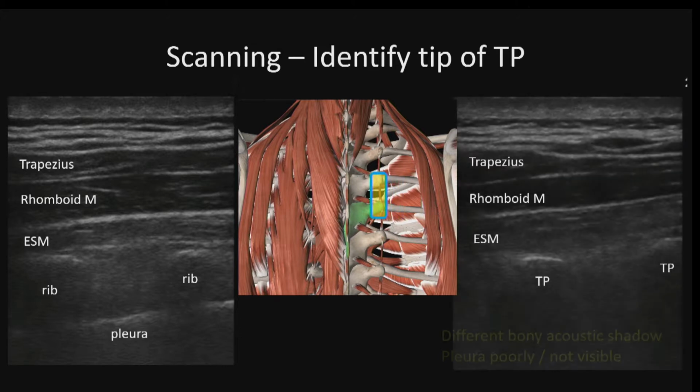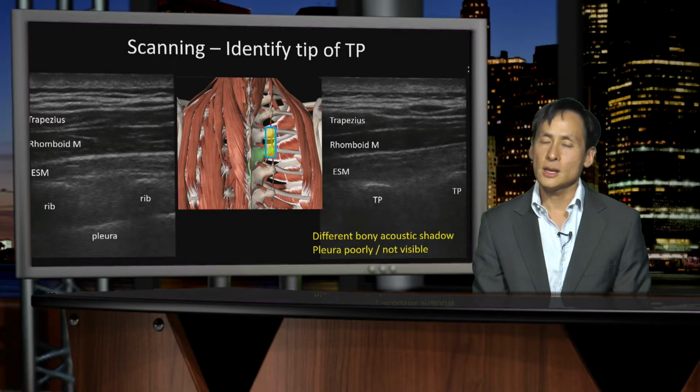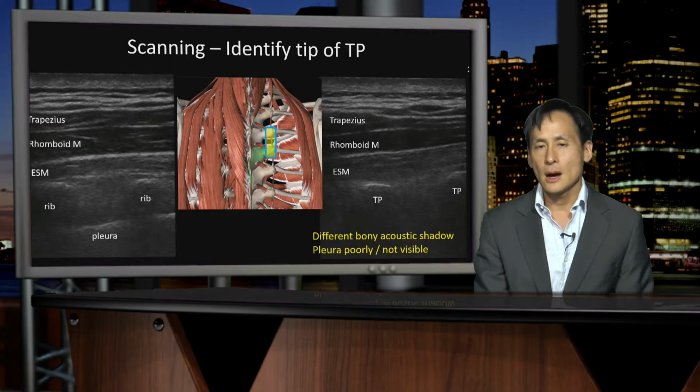When you then slide very slowly medially towards the tips of the transverse process, what you will see is that these shadows of the ribs transition into a quite different bony acoustic shadow of the tip of the transverse process. They tend to be a little bit more squared off. They're often more superficial. And what's quite important is that you see that the pleura becomes less visible, because it starts to curve anteriorly towards the spine. Those are the indicators that you're now imaging the tip of the transverse process. And then you want to identify the muscle overlying those bony shadows, which will be your erector spinae muscle.